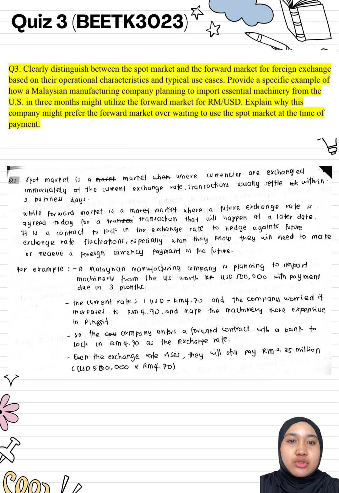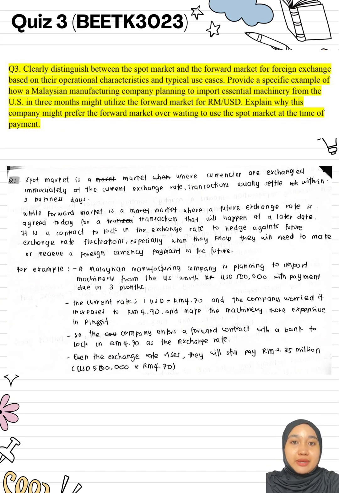Now for question 3, the difference between the spot market and the forward market in foreign exchange. The spot market is where currency is exchanged immediately, usually within 2 days at the current market rate. It's useful when you need to make a payment right away. While the forward market, on the other hand, allows you to lock in an exchange rate today for a currency transaction that will happen in the future. It's mainly used to hedge against the risks of exchange rate changes.